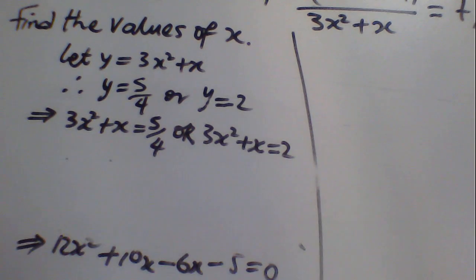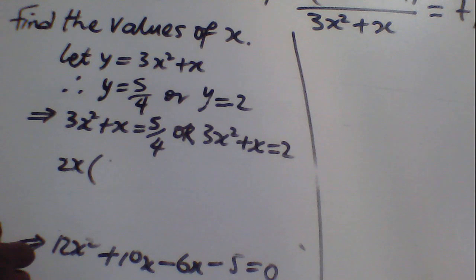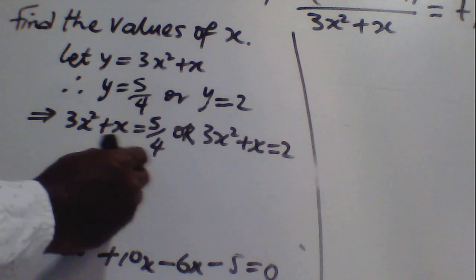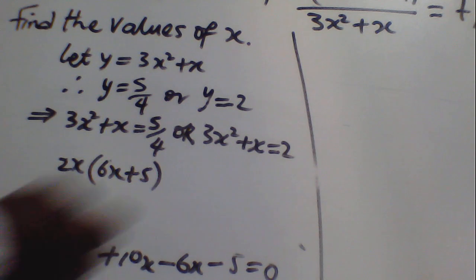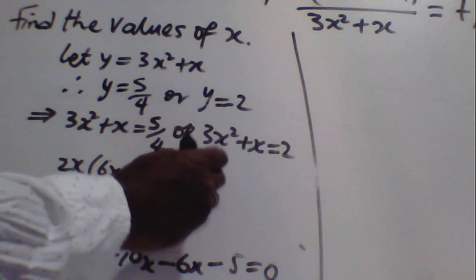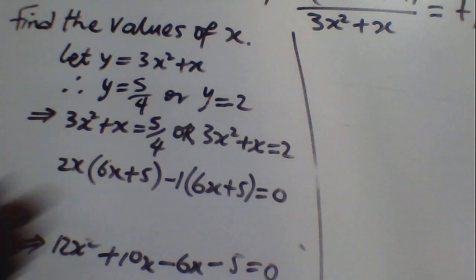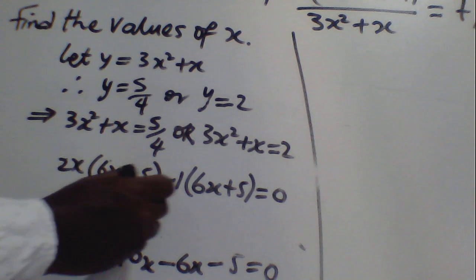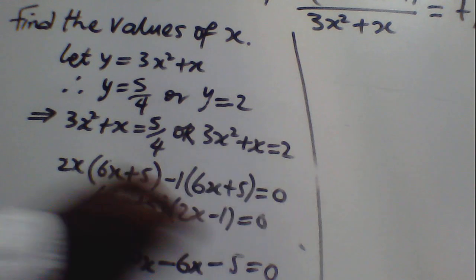So what next? Next is to factorize what is common between these two terms. 2x is common, so we bring 2x outside and open bracket. We have 6x plus 5. What is common between these two terms? Minus 1 is common. You bring it outside and open bracket. Have 6x plus 5 is equal to 0. So we have 6x plus 5, 2x minus 1 is equal to 0.